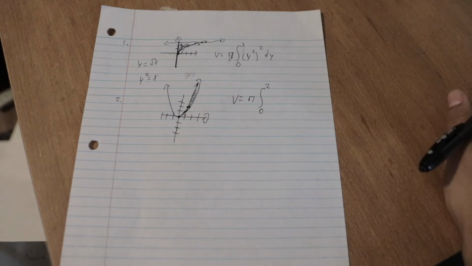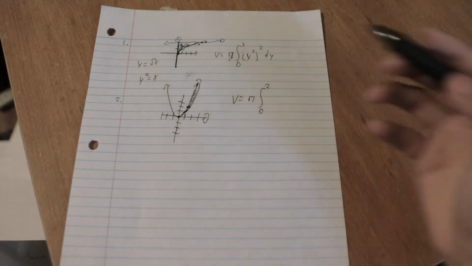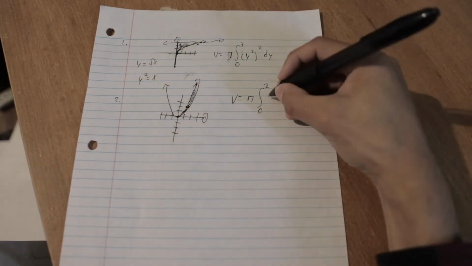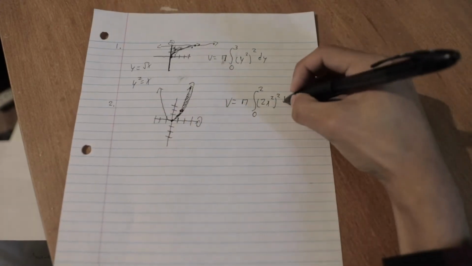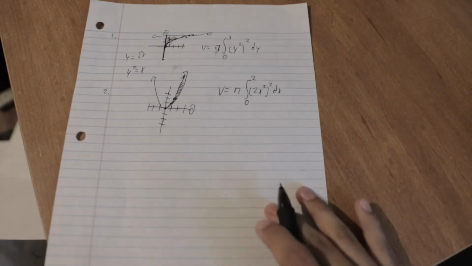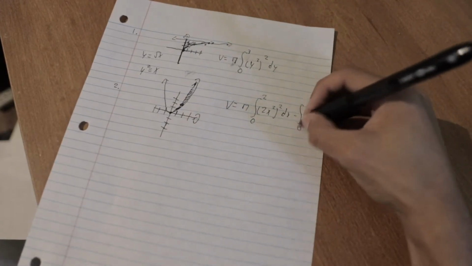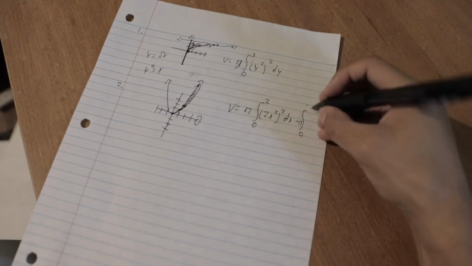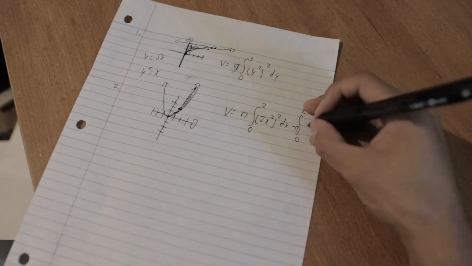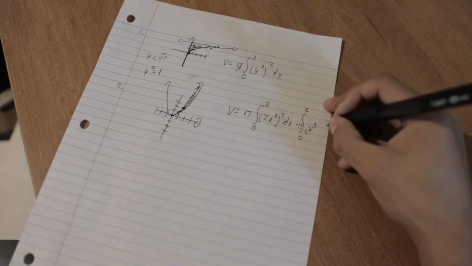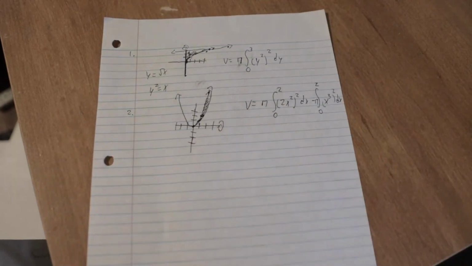And since this is around the x-axis, we're going to do the farthest equation from the x-axis, which is the 2x squared, squared dx, because it's around the x-axis in terms of x, minus the integral from 0 to 2, pi, integral from 0 to 2, of the other function, which is x cubed squared dx. There you go.